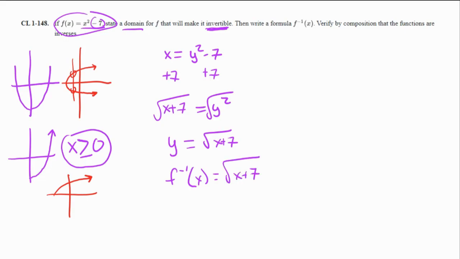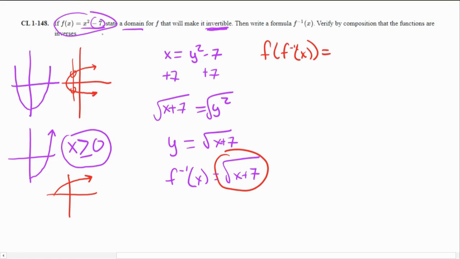Now I'm going to take my inverse and I'm going to plug it back into my original equation. So I'm going to take f of f inverse. The way that looks is I'm going to rewrite f of x here. I'll do it in purple. But anywhere that I see x, I'm instead going to plug in the inverse. So square root of x plus 7. And then don't forget this -7 on the outside.